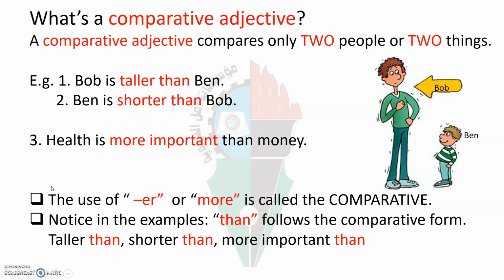The use of ER or more is called the comparative. Notice in the examples, than follows the comparative form. It's taller than, shorter than, more important than.